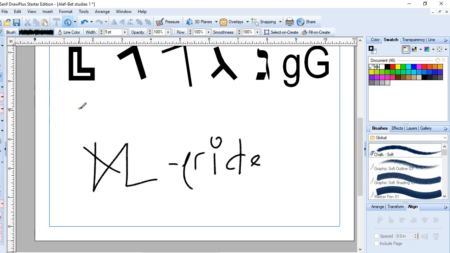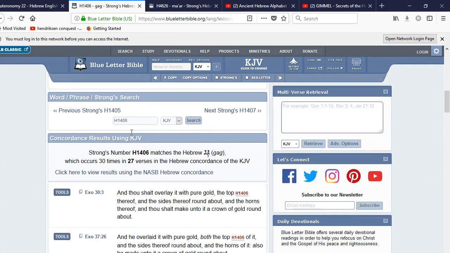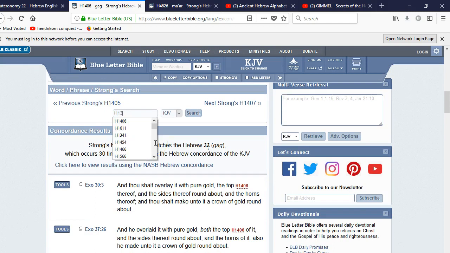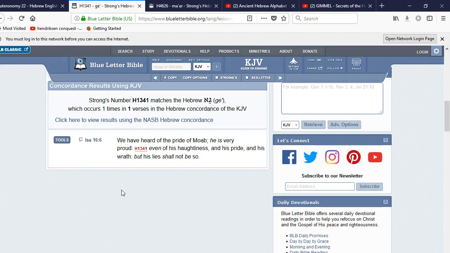Pride's not a good word, by the way. To have pride isn't a good thing. That word is 1341, and I'm going to punch it in real fast. There it is, ga, and it says proud. It's a single occurrence, in Isaiah 16:6. Most of the book of Isaiah is prophecies against Israel and Judah, who both weren't doing very well at the time. He also prophesied against Mitzrayim and Asher, a number of various people all around. In context we have heard of the pride of Moab, which, by the way, is not pride there, folks. That's a different word. He is very, now here it is, ga, even of his haughtiness. And his pride, it's a different word again.